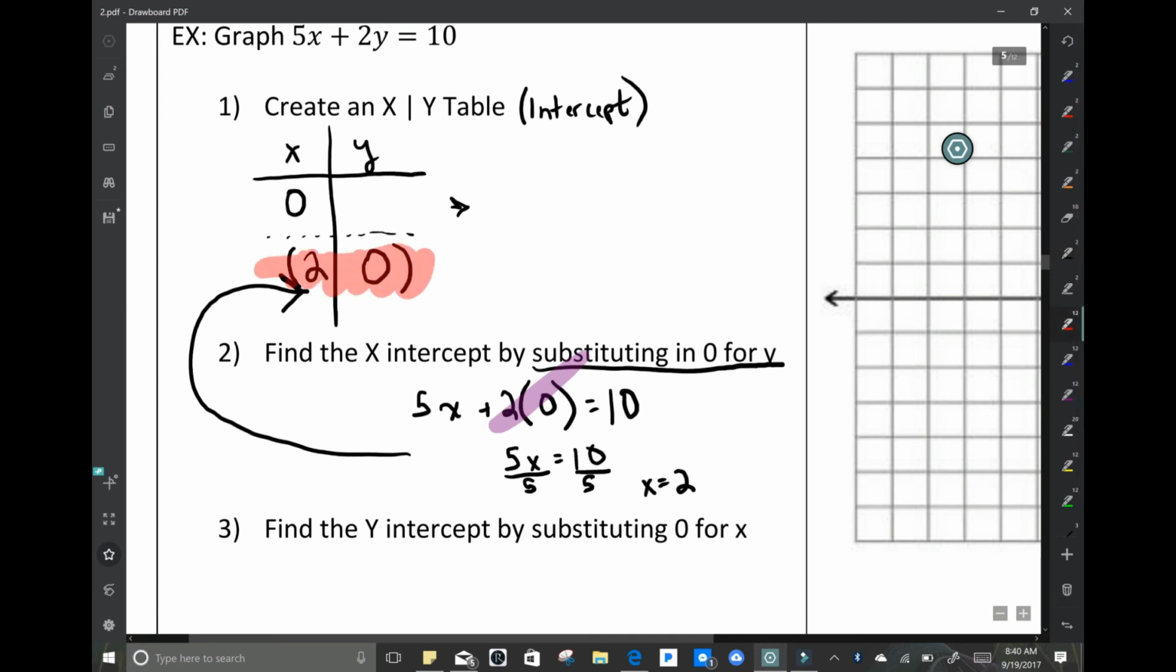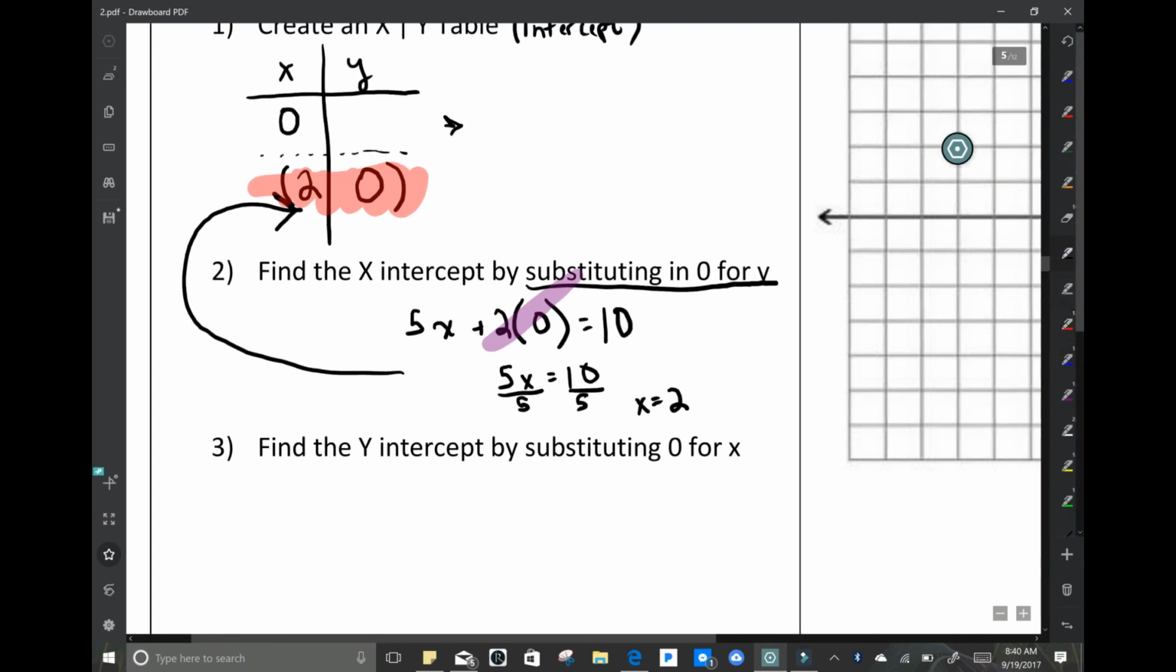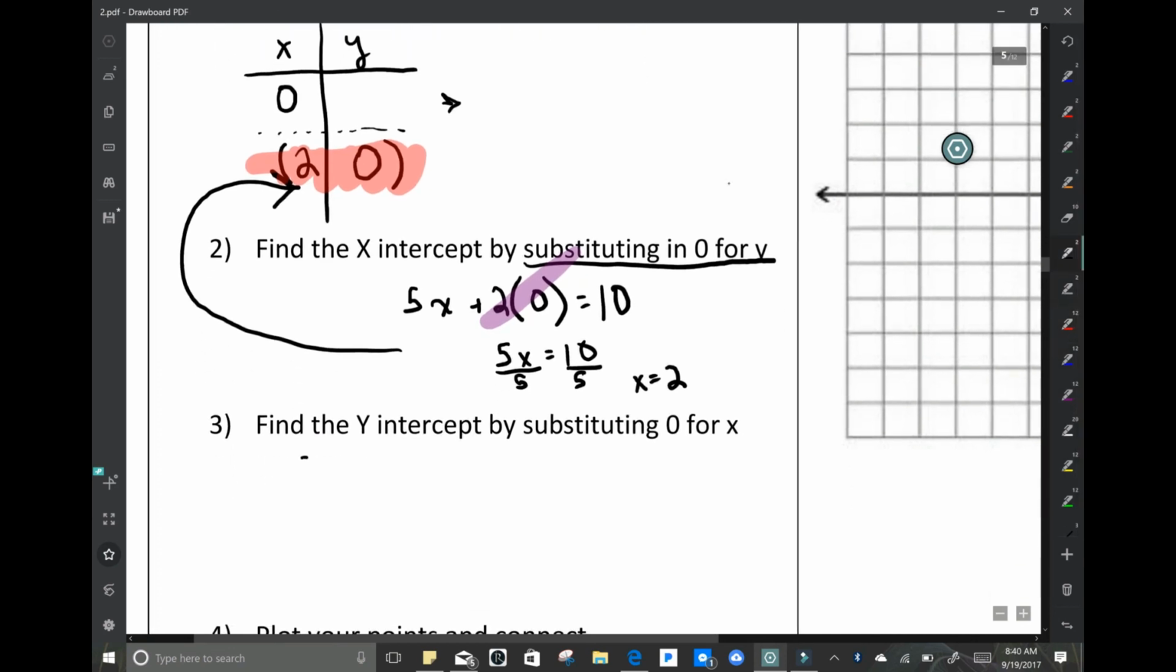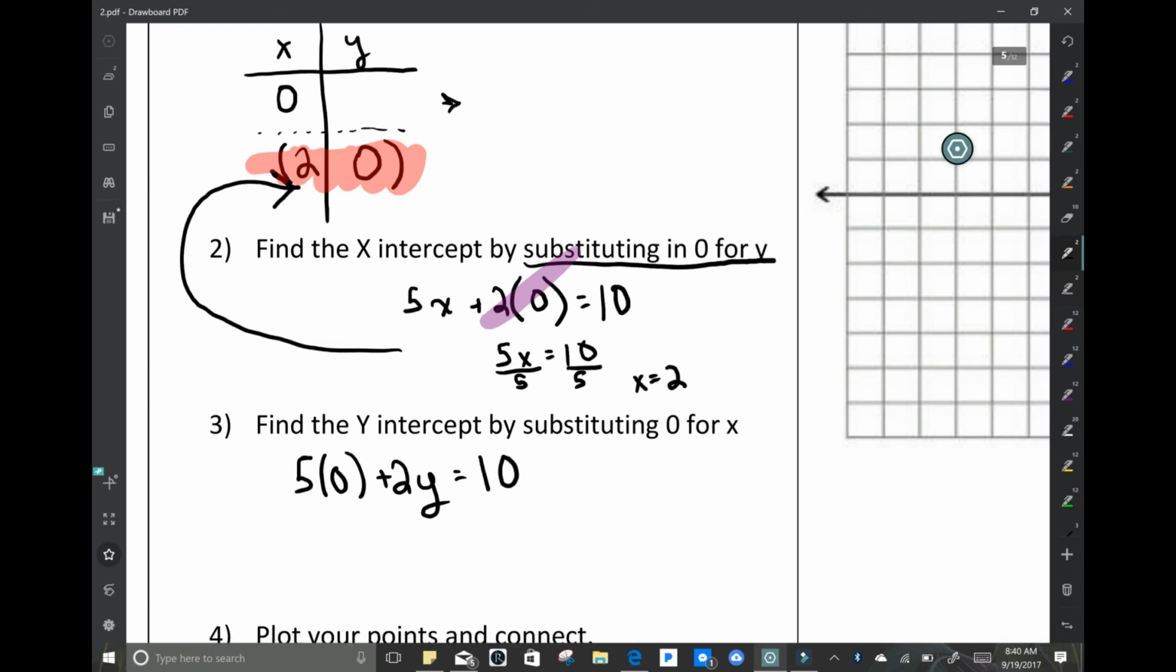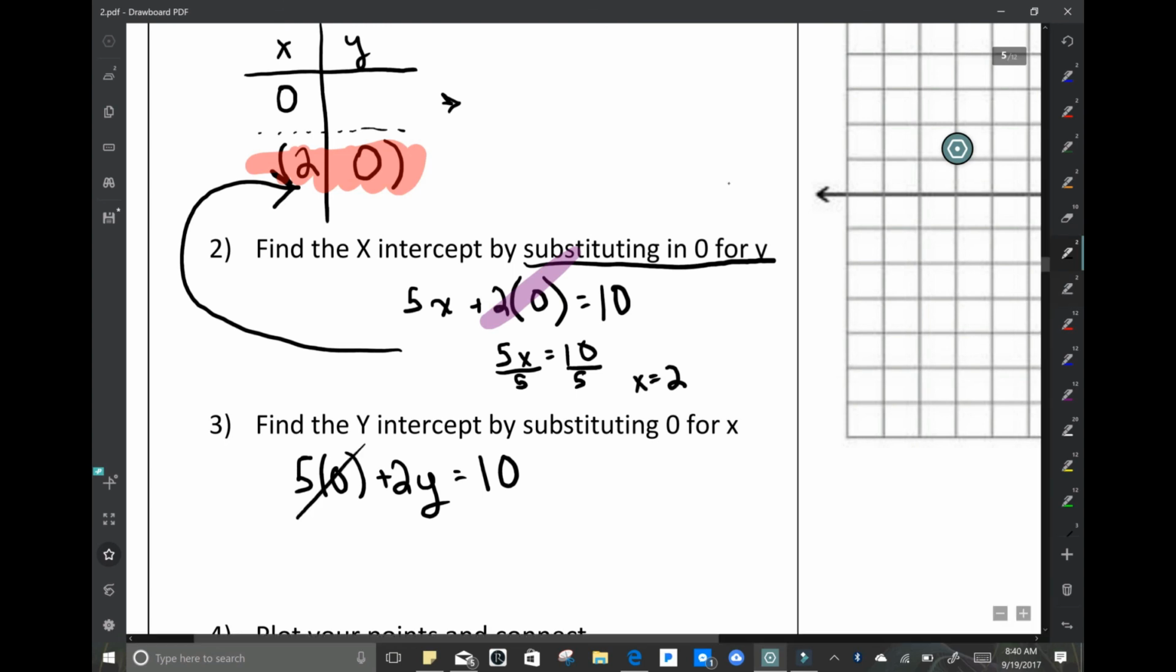You can find the x or the y first, it doesn't really matter. The y-intercept is going to be the coordinate 5 times 0 plus 2 times y equals 10. So for the y-intercept, you have y left in the equation. For the x-intercept, you have x left in the equation. Same thing, 2y equals 10, and y is 5. So (0, 5) is the y-intercept.